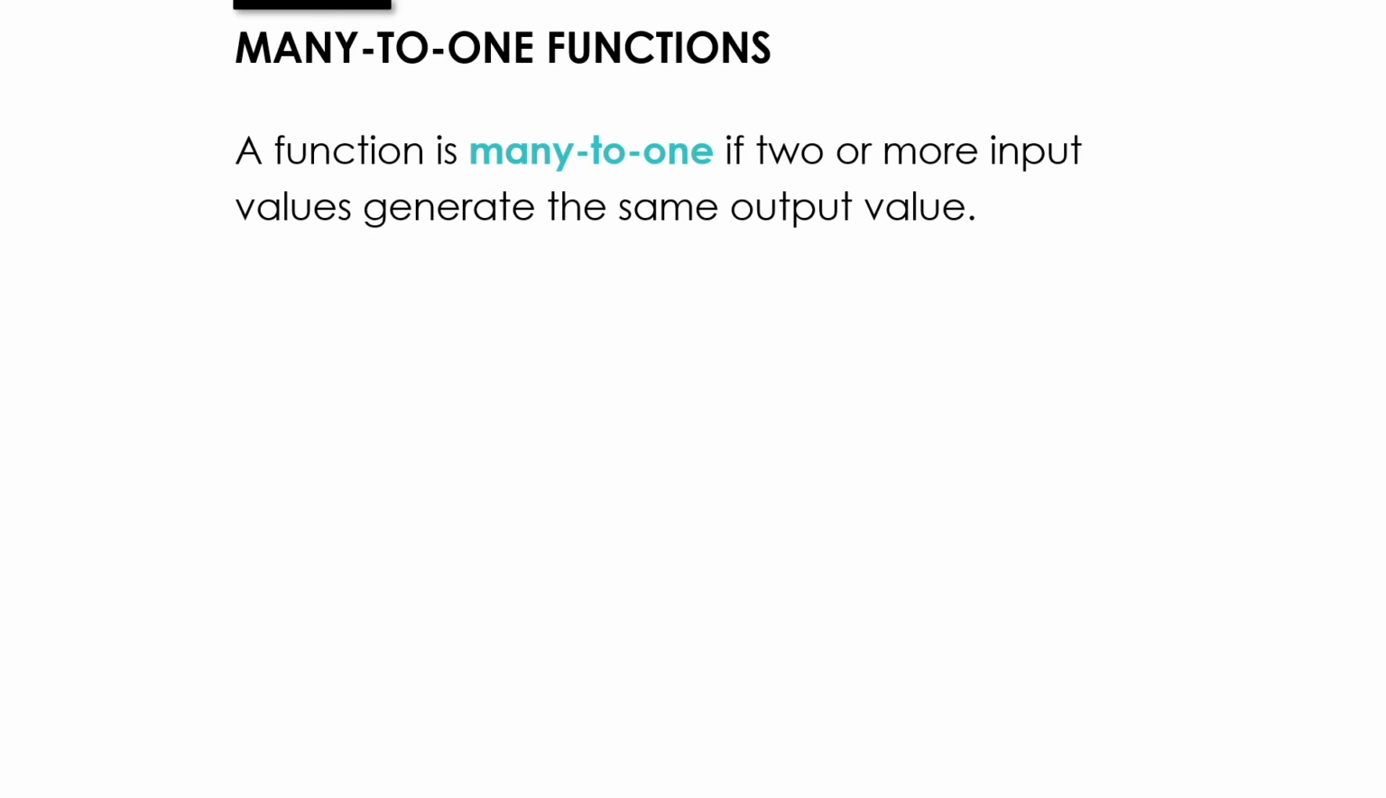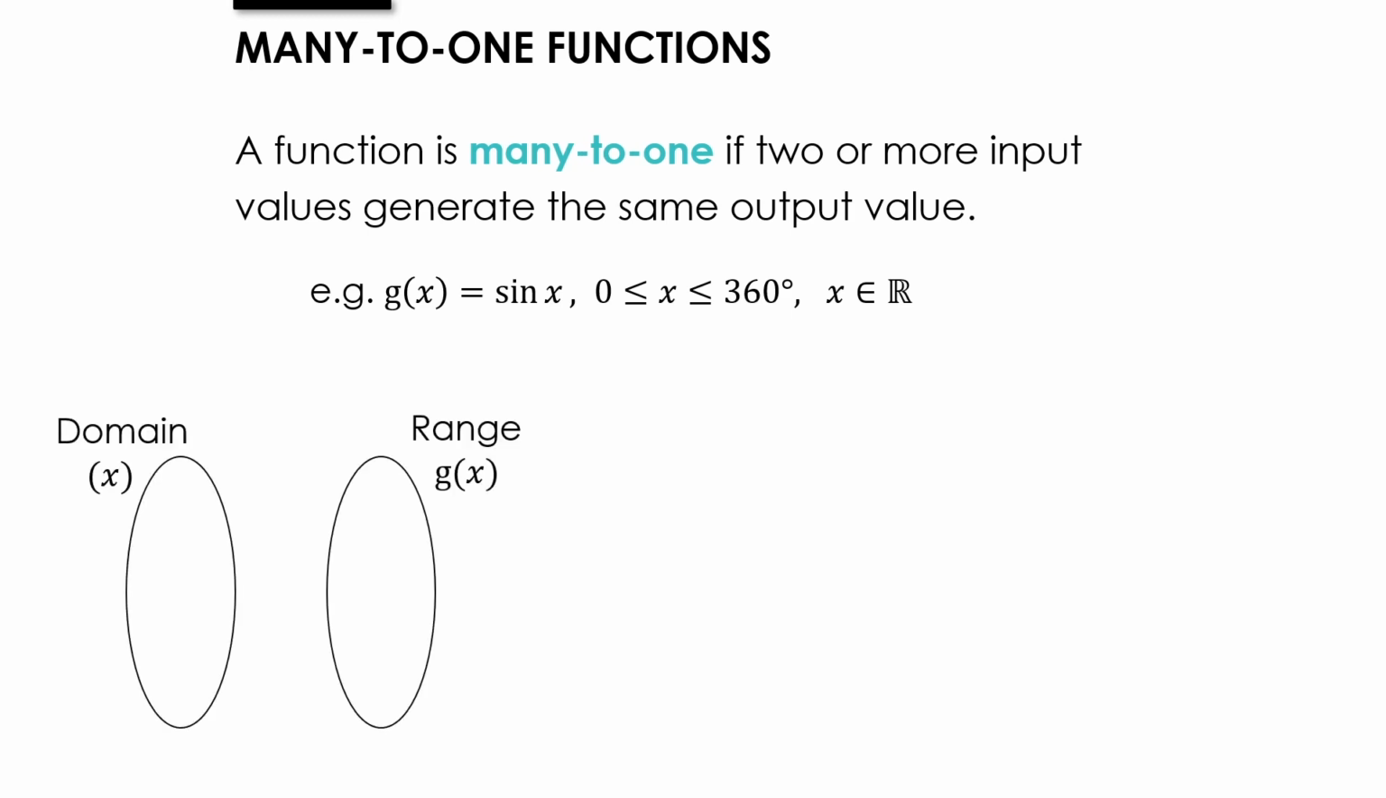So if a function is many-to-one, it means that we have more than one input that produce the same output. This is quite common. For example, let's take g of x equals sine x across the domain 0 to 360 degrees. If we draw a mapping diagram, there are some outputs that can only be produced by a single input. For example, if we put 90 in, the output is 1. There's no other way of getting the output 1 if you restrict the input values to between 0 and 360.